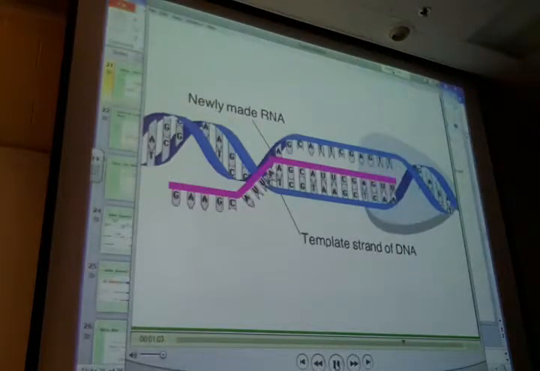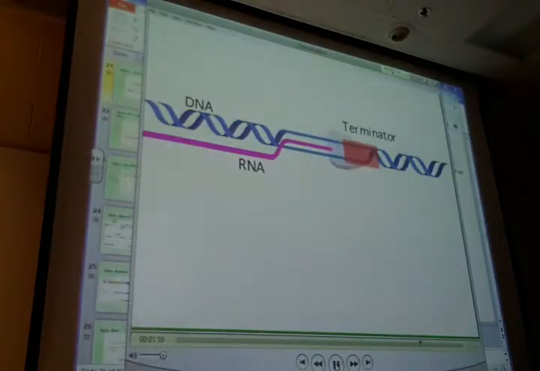RNA polymerase moves along the DNA strand, linking nucleotides to the end of the RNA strand. The last stage of transcription is termination. Once RNA polymerase has gone past a sequence called the terminator, the enzyme releases the completed RNA and detaches from the DNA.